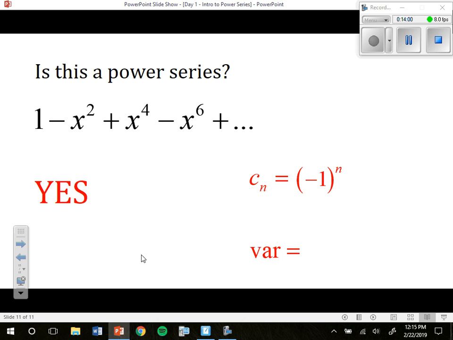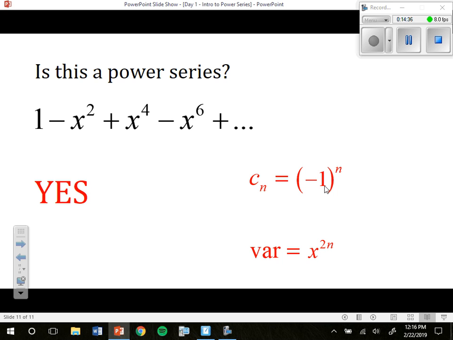Also, this variable expression looks a little bit different because what powers are we missing? The odd ones. So what variable expression could we write to just get even powers? There's a 2 involved, but where does it go? In the exponent. So it's x to the 2n. Let's just try. If we plug in 0, what's my coefficient? 1. What's my variable expression? x to the 0 is 1. So that's where we get our first term.